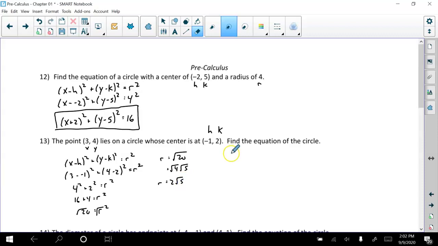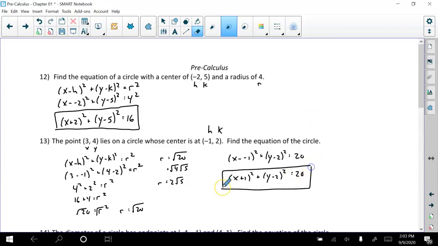But we're writing the equation, so what we really need is r squared, because it's x minus negative 1 squared plus y minus 2 squared equals r squared, and r squared, we saw already, was 20. So instead of writing r squared, we can just put 20. Clean that up, and you get x plus 1 squared plus y minus 2 squared equals 20. And there's the equation of our circle in standard form.